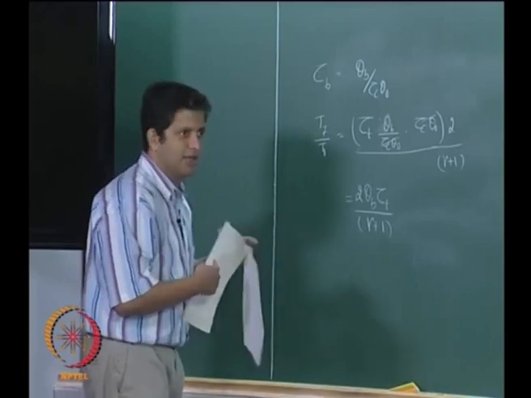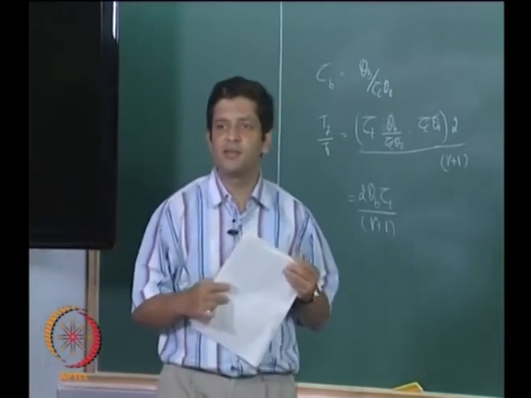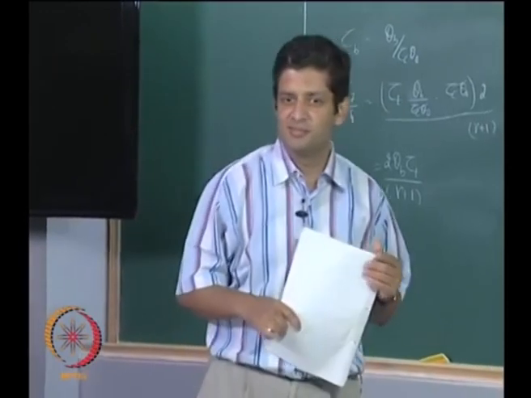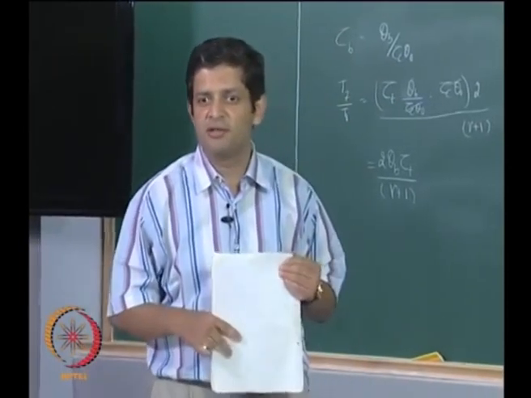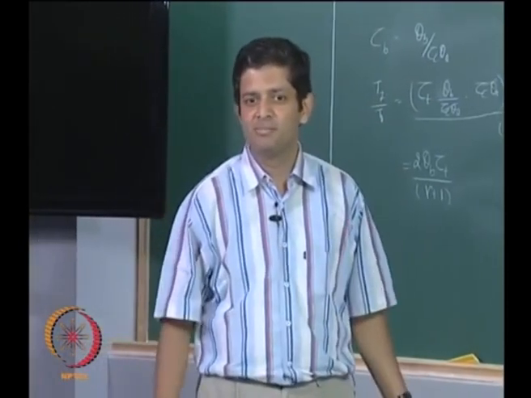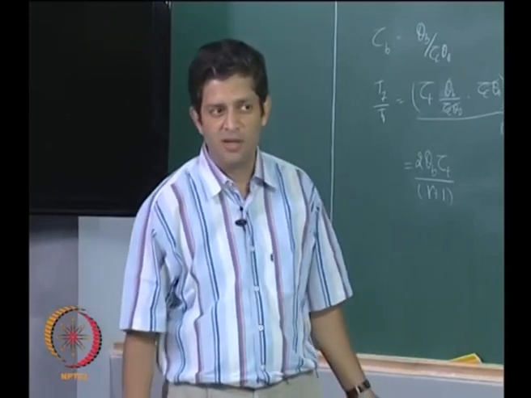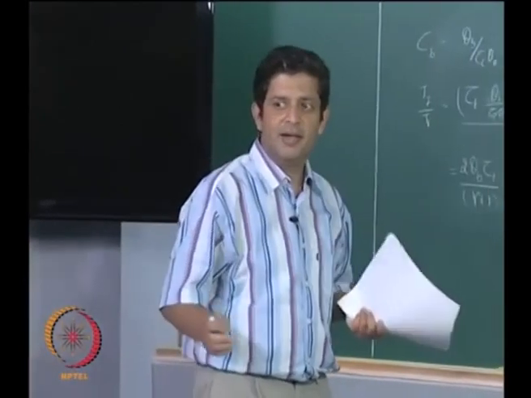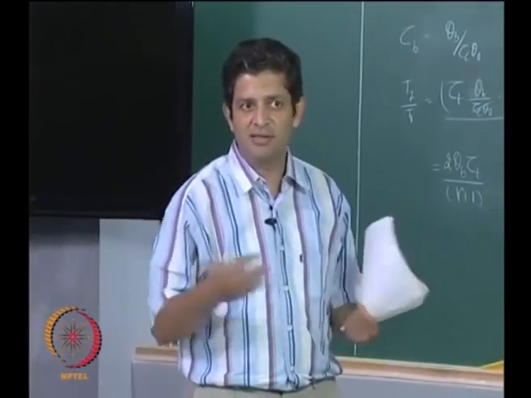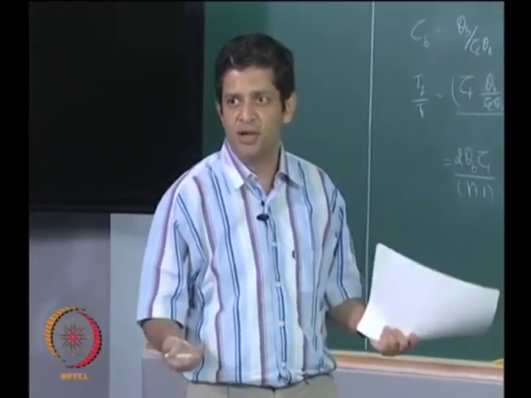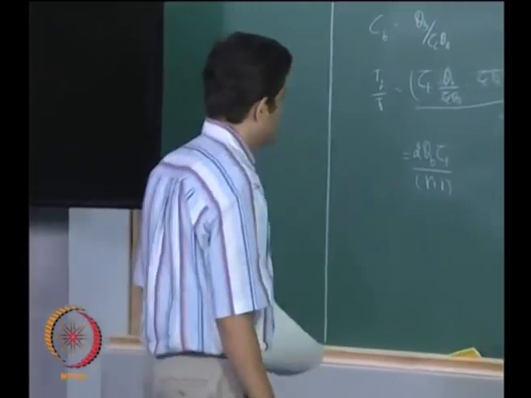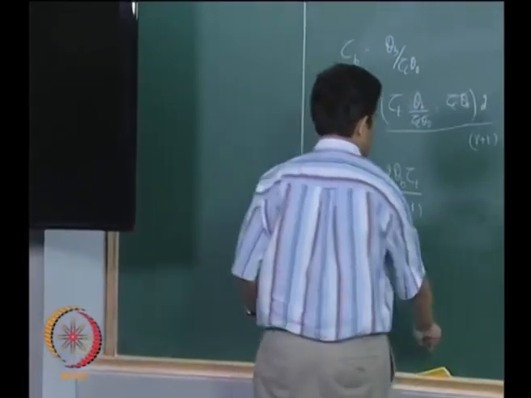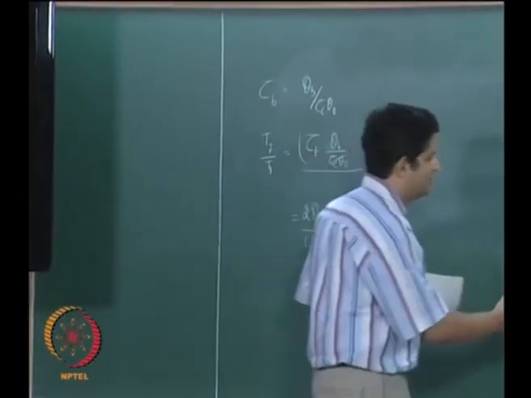Now what happens to the compressor turbine power balance? Does it change because of this, or whatever we had derived remains the same? See, what is happening is something downstream of the turbine. So whatever we had derived is upstream of this, so this should not change. So what we had derived for the compressor turbine power balance does not change.